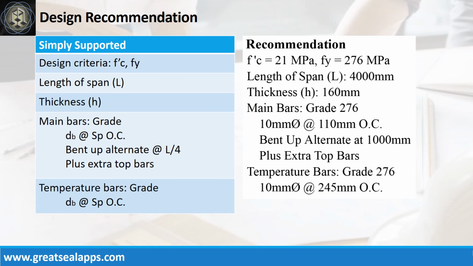FC prime equals 21 megapascal, Fy equals 276 megapascal, length of span is 4000 mm, thickness is 160 mm, main bars of grade 276, 10 mm bar at 110 mm on center, bent up alternate at 1000 mm, plus extra top bars. Temperature bars of grade 276, 10 mm bar at 245 mm on center.